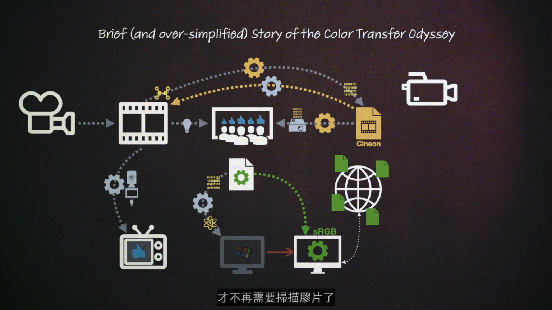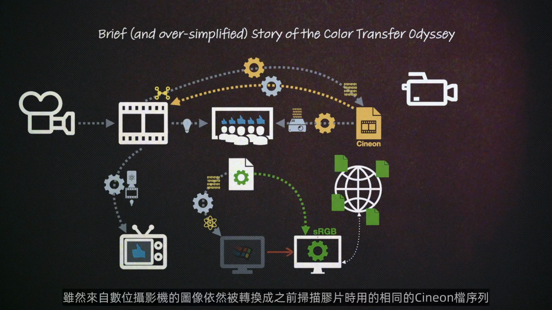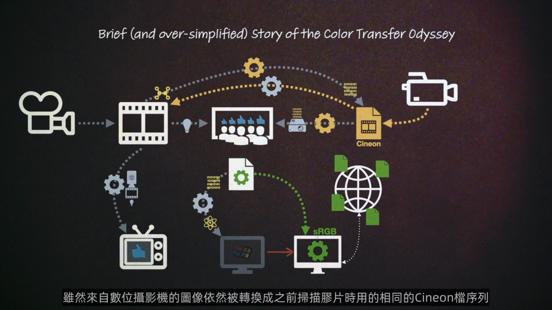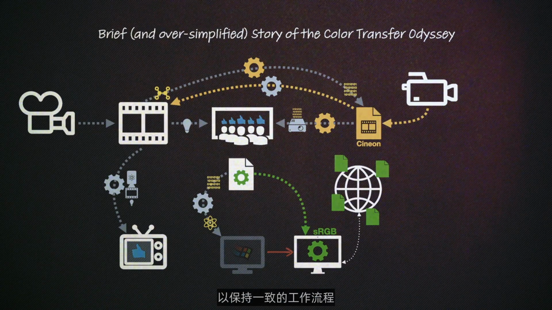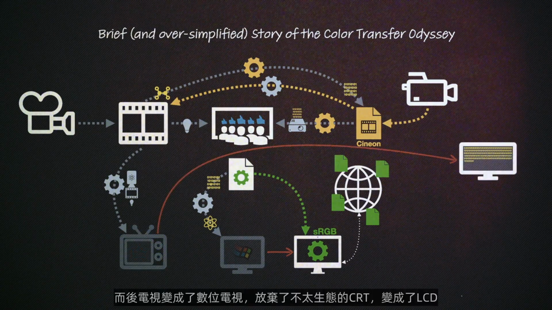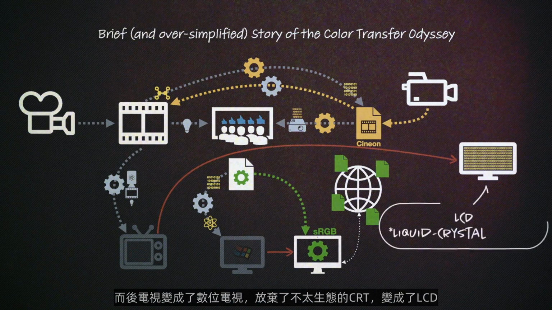No more need to scan film negatives. Images from digital cameras, though, were converted into the same DPX file sequences we use for film scans to keep a consistent workflow. And then the TV became digital and abandoned the less ecological CRT to become LCD.